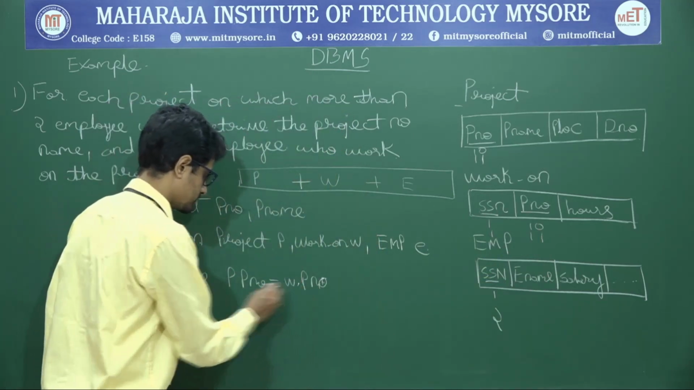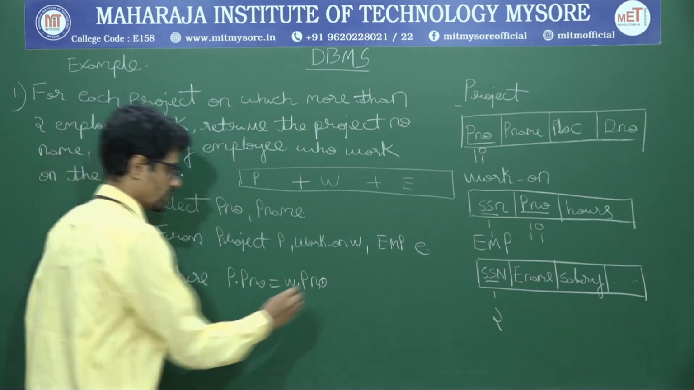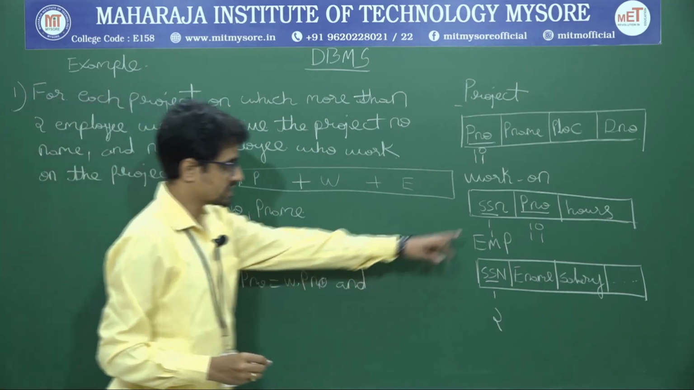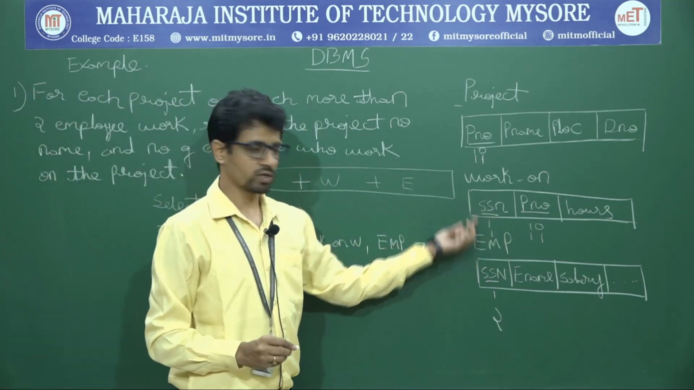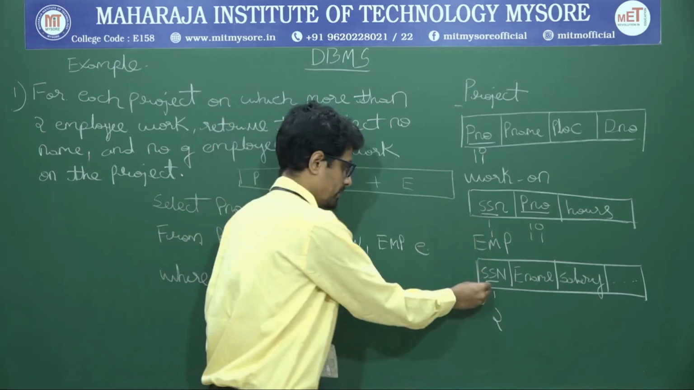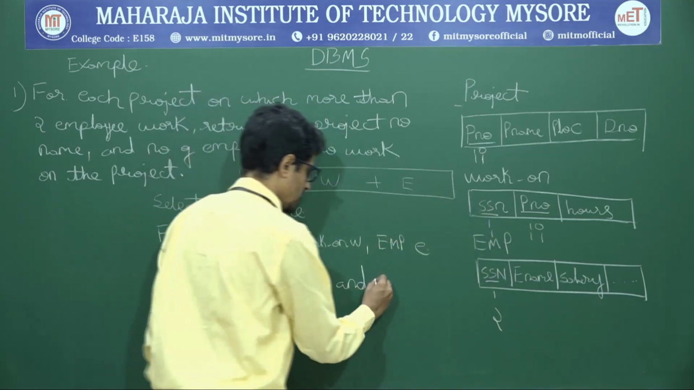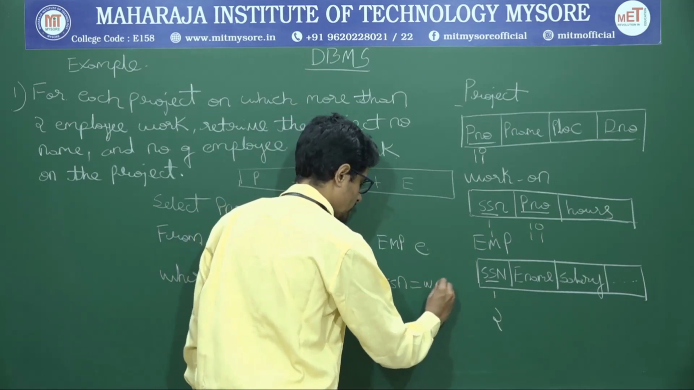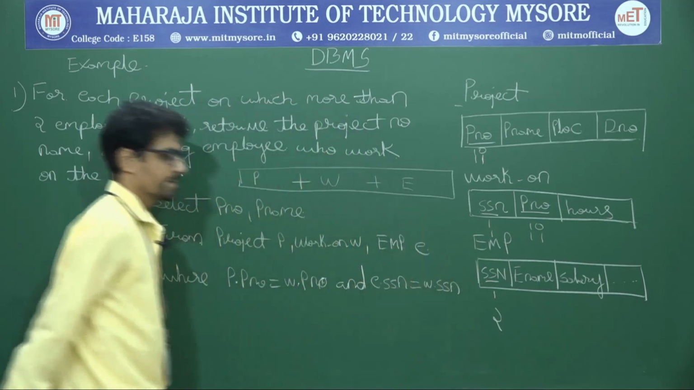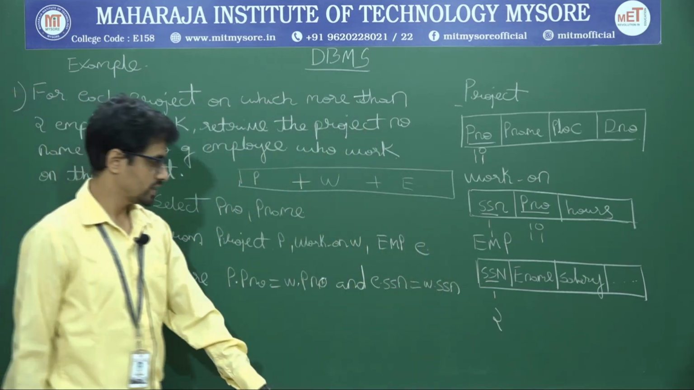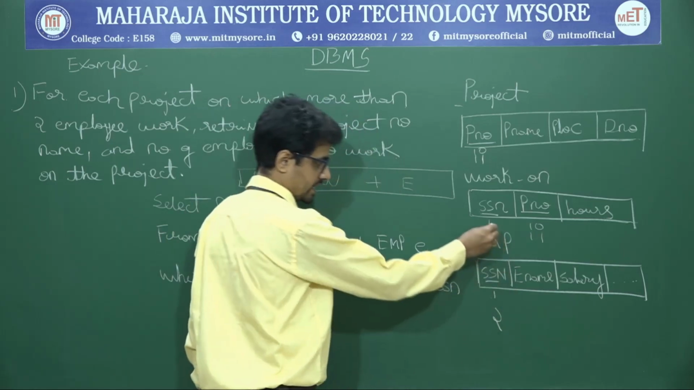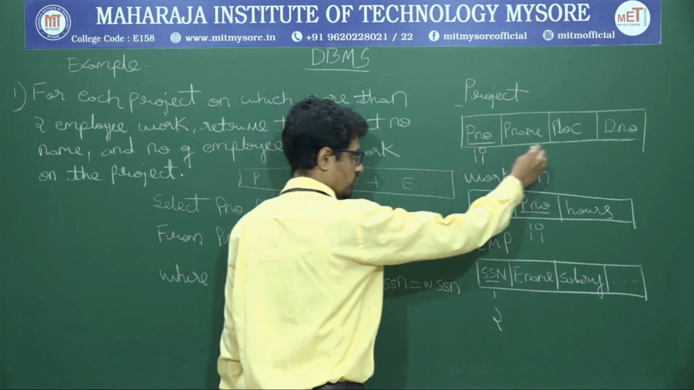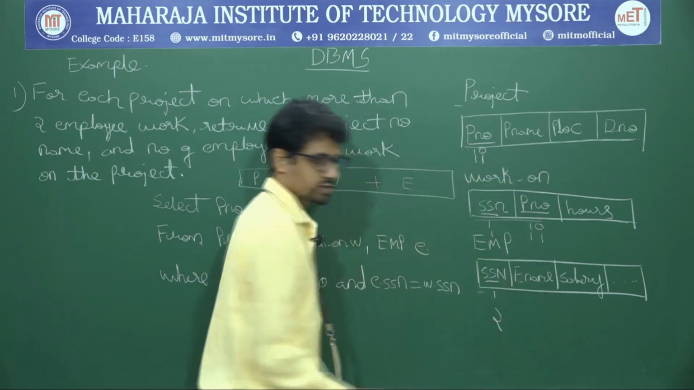Next, we need to get a relation between employee and works on, because it has a primary key and a foreign key. So employee and this has to be joined now. That is E dot SSN equals W dot SSN. Done. So what will this do now? If 1 is present here, for 1 it looks for a 10. If 10 is present here, then this row plus this row plus this row will be joined.